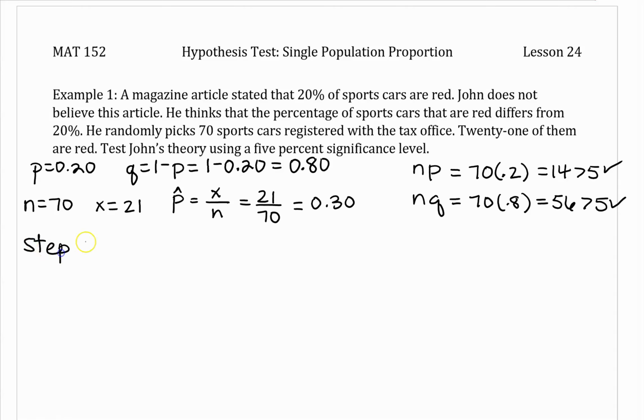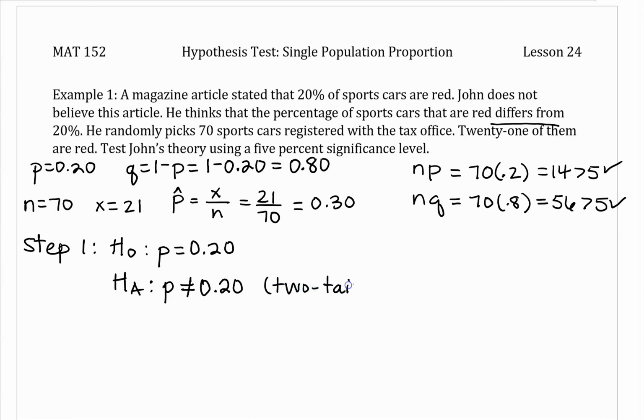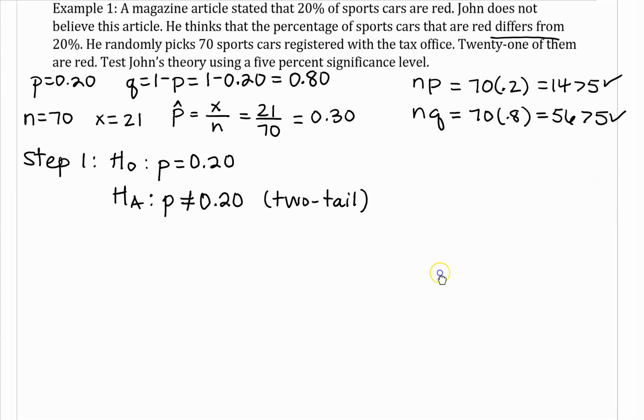We will write our two hypotheses. Our null hypothesis, our H0, is that P is equal to 0.20. Notice we're using P and not P hat because we always use population symbols when writing our hypotheses. Our HA, this is what John thinks. John thinks that the percentage of sports cars that are red differs from 20%. So John just thinks that P is not equal to 0.20. And so we have a two-tail test since we have a not equal to in our alternative hypothesis.